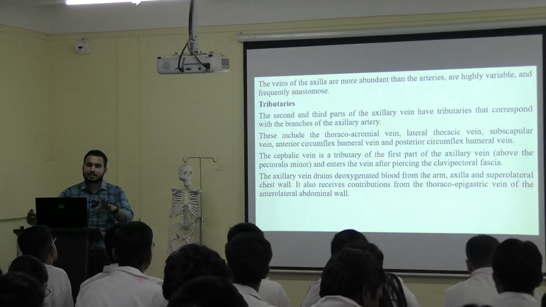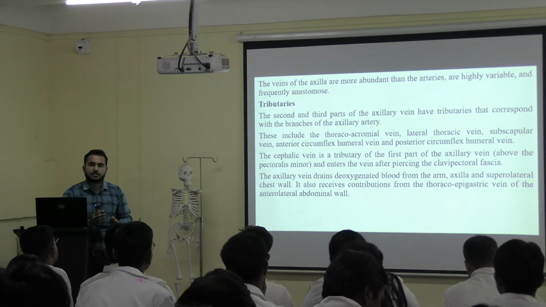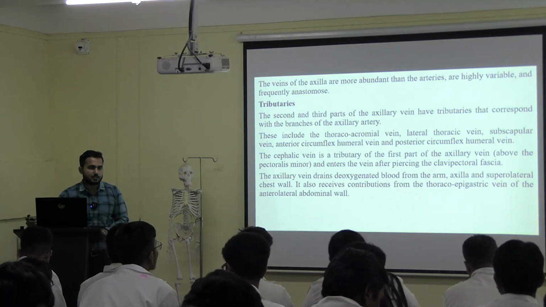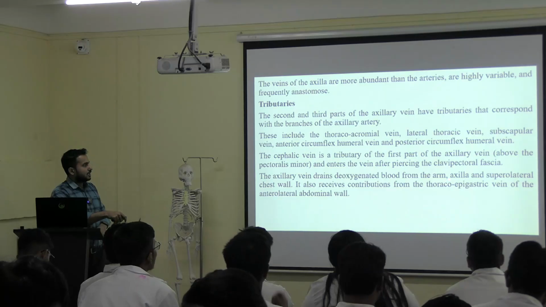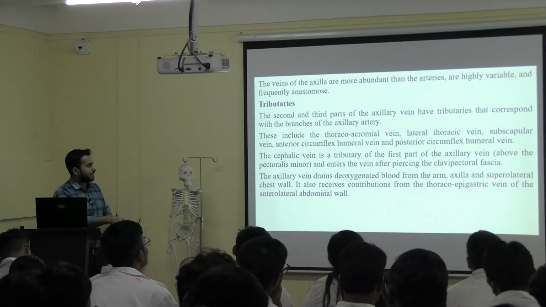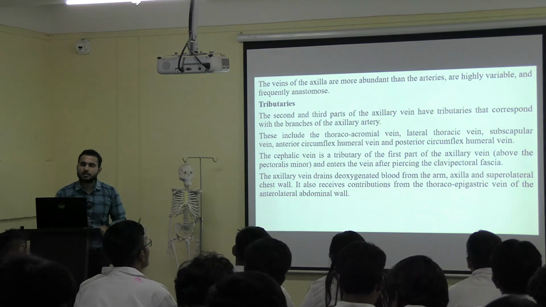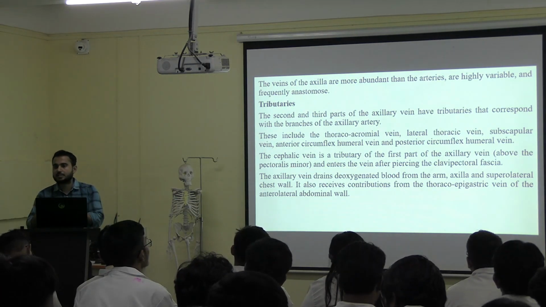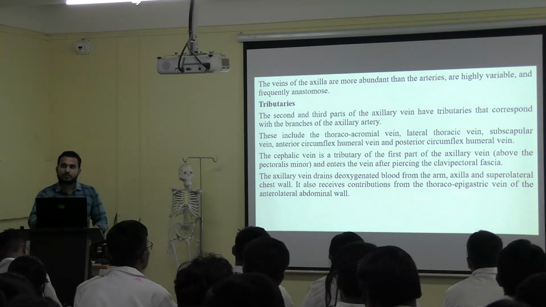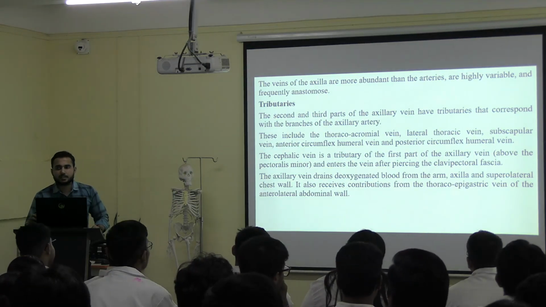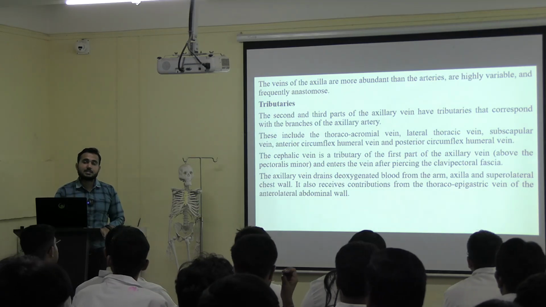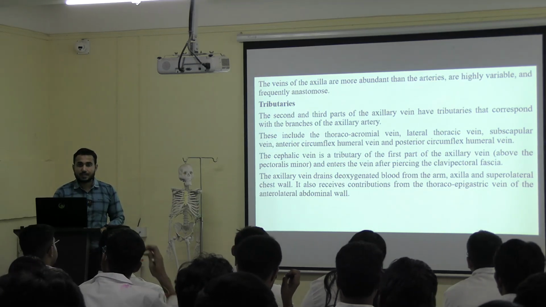मतलब कौन सा एरिया का जो डिऑक्सीजनेटेड ब्लड है उसको एक्सिलरी वेन कैरी करता है. That is the area of venous drainage of the axillary vein. ठीक है. So which are the areas? As you can see, from the arm, that means from the entire upper limb, then from the axilla and superolateral chest wall, the superolateral area of the chest. These are the areas which are drained by the axillary vein. ठीक है. So these are the differences which you have to know between the arterial supply and venous drainage. Okay, we always write it as venous drainage, and arterial supply.